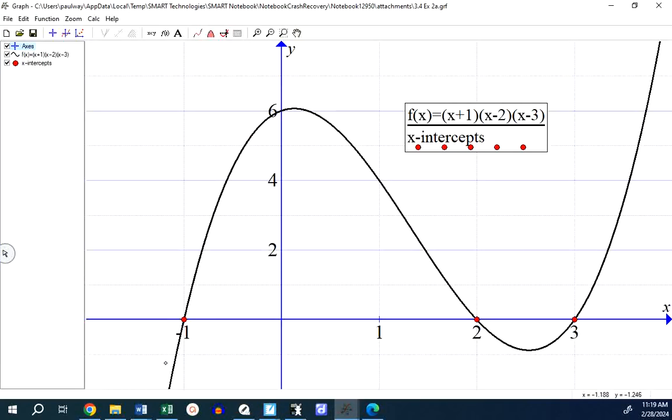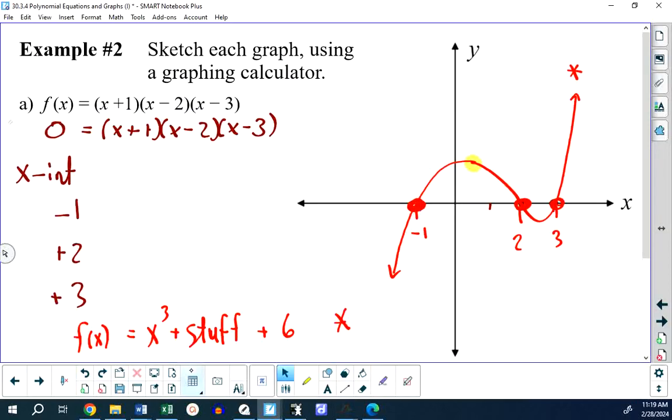We were bang on. You cannot tell by doing what we're talking about here how far up vertically and how far down vertically it goes. But it has the right features. The arms are in the right direction. The x-intercepts are nice and clean. Any questions with that one? So you could do this on a graphing calculator if you like.